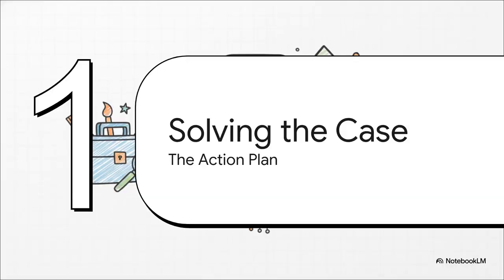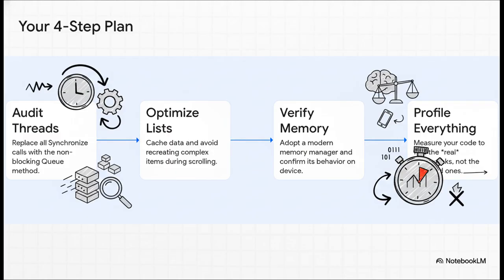Okay, so our investigation has identified the three main culprits: the main thread, those deceptive framework abstractions, and memory management. We've seen the evidence. Now it's time to close this case and lay out the action plan to fix this problem for good. So here it is, your 4-step blueprint for a high-performance app. Number 1, audit all your threading code and replace every single call to TThread.Synchronize with TThread.Queue. Number 2, for those long lists, cache your data and use simpler controls to avoid that massive overhead.